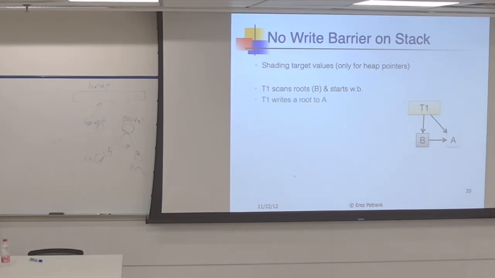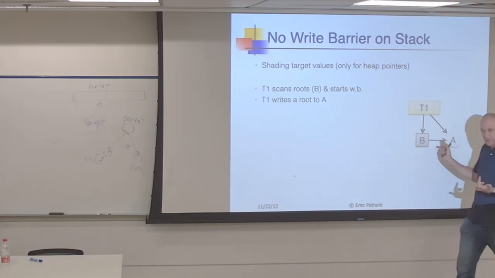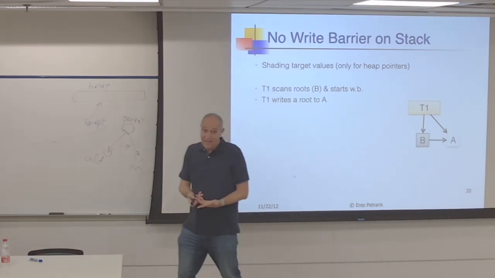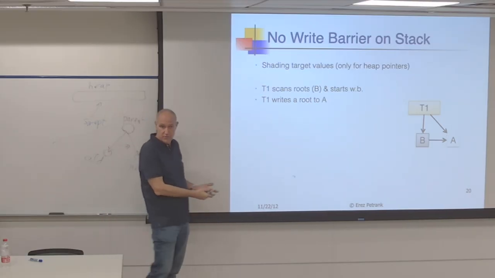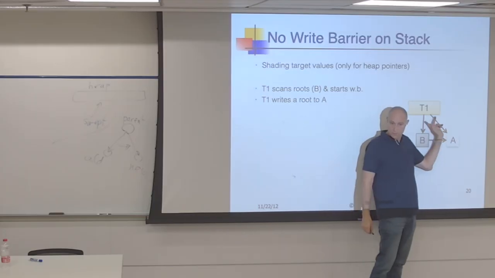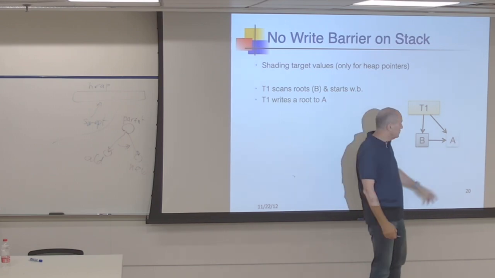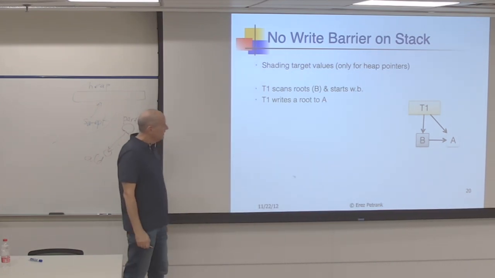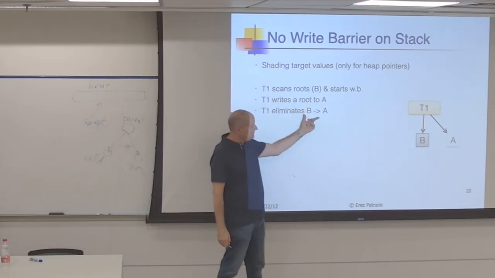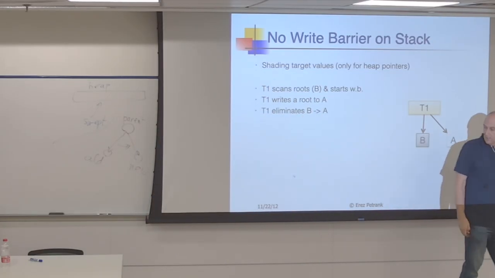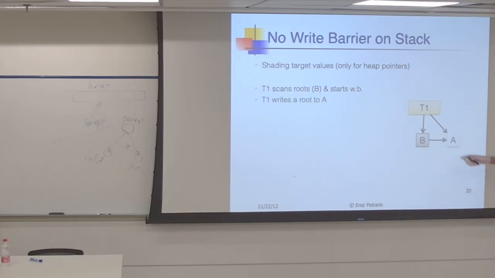Now, T1 writes another root to A. Now, when you change a pointer, the new target of the pointer should be shaded. But we don't have write barriers on the roots, so you don't shade A. This is a modification by T1. You don't shade A because it's a local change. Okay, so this remains white. And now T1 eliminates the pointer from B to A. So if I go back, T1 puts this pointer and removes this pointer. So now there's no pointer from B to A anymore.